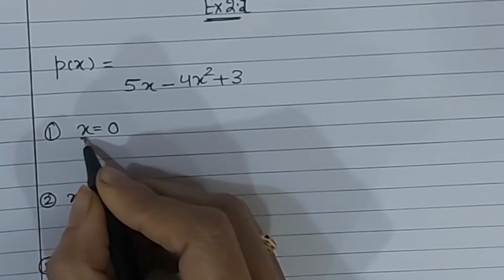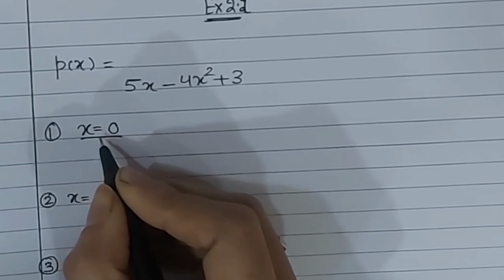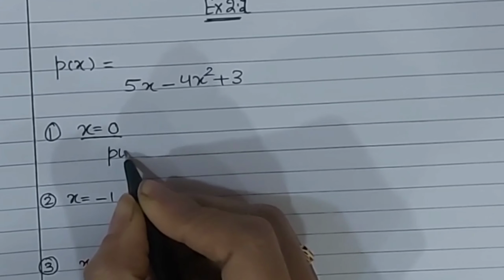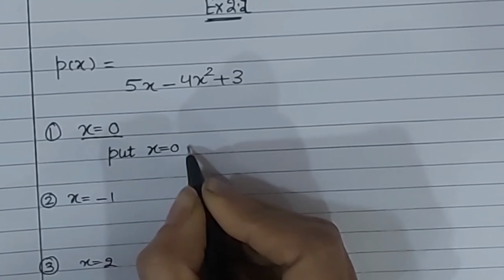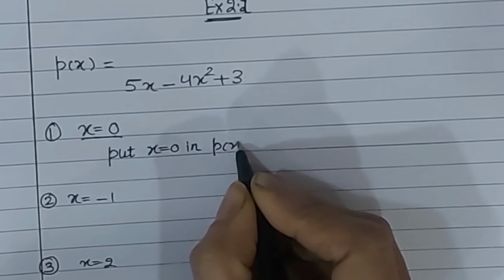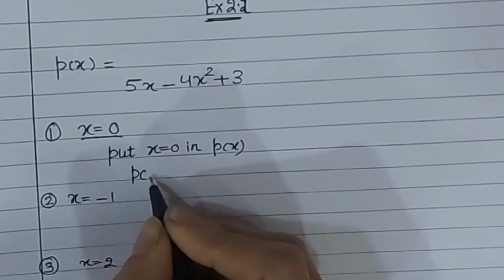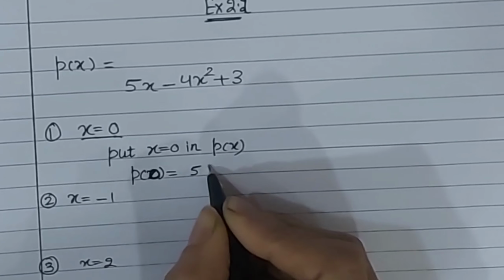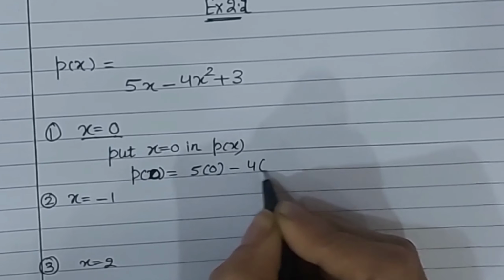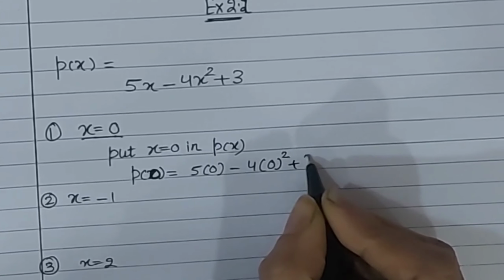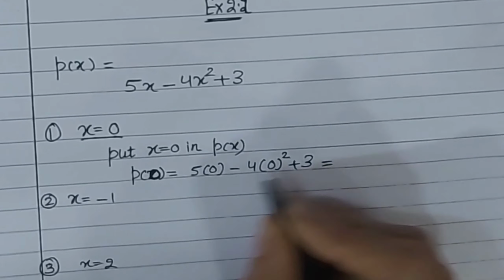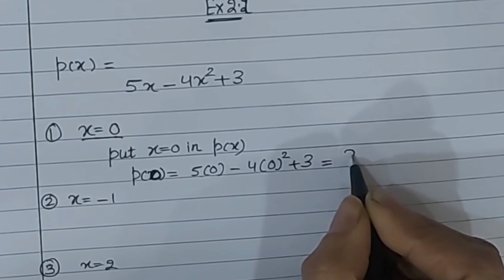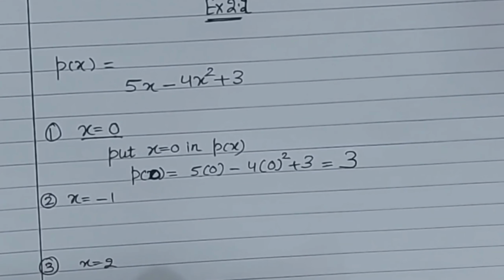So first of all, to find the value of the polynomial when x is equal to 0, what we'll do? We'll put x is equal to 0 in px. Then what we'll get? X will come 0. So 5 times 0 minus 4 times 0 raised to the power 2 plus 3, which is equal to 5 times 0 is 0 minus 4 times 0 is 0, we'll be left with 3 only. Okay, like this we have to solve.